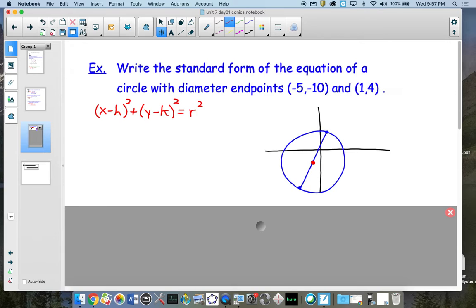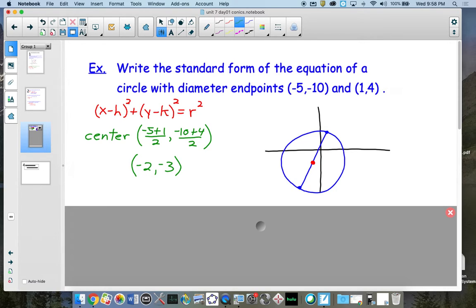Now, we should realize that the center of the circle is going to be the midpoint of that diameter. So, if you remember how to get the midpoint, it is the average of the x-coordinates and the average of the y-coordinates. So my x-coordinates are -5 plus 1 divided by 2. That'll average my x-coordinates, and then I'll average the y-coordinates, -10 plus 4 divided by 2. And so that actually is the midpoint formula for a segment. So when I simplify that, I get -4 over 2 is -2, -6 over 2 is -3.